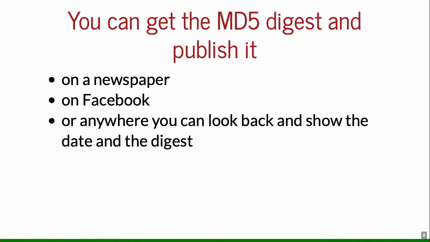What people do is that you calculate the MD5 or any kind of digest of your data, and you publish it. You can publish in a newspaper that you have to keep. You can publish on Facebook, or you can publish anywhere that you can look back and show the date of the digest. Essentially, that shows that you have a given file in a given time. Later, you can show that you have the same file. You can calculate the MD5, and you will show that you have the file in the correct time. That is the base, by the way, of cryptocurrency like Bitcoin.